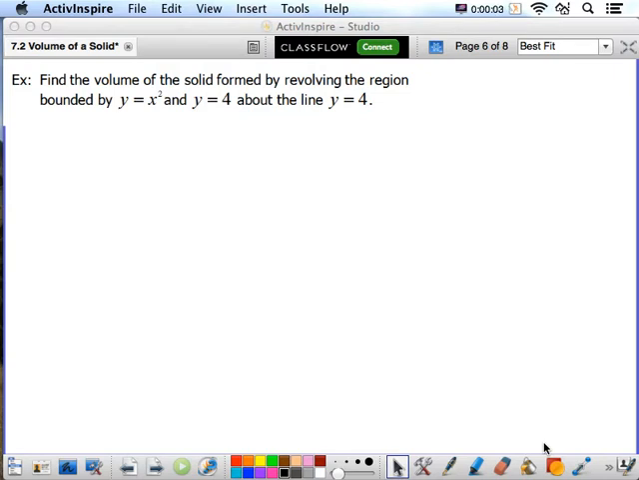So now we want to find the volume of the solid formed by revolving the region that is bounded by the parabola y equals x squared and the horizontal line y equals 4. And we're going to revolve it about the line y equals 4. So first thing we need is a decent graph.